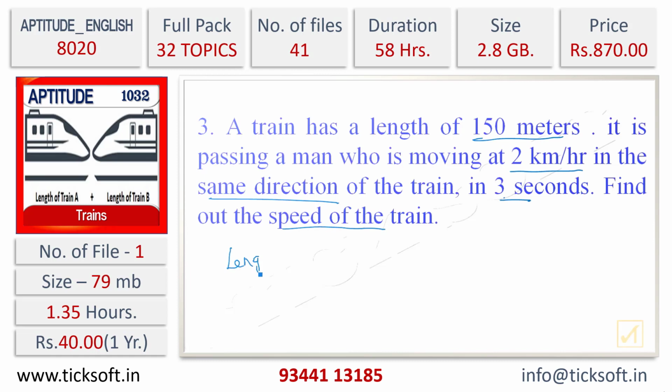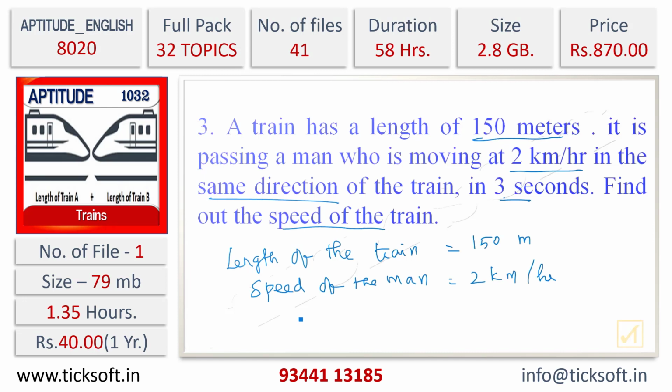So here the length of the train is equal to 150 meters and the speed of the man is equal to what? The speed of the man is equal to 2 km per hour. But now what we are going to do is find out the relative speed. So here the relative speed will be equal to, so already we know that if we want to find the speed, then we have to divide the distance by time. So this relative speed will be equal to total distance by time.